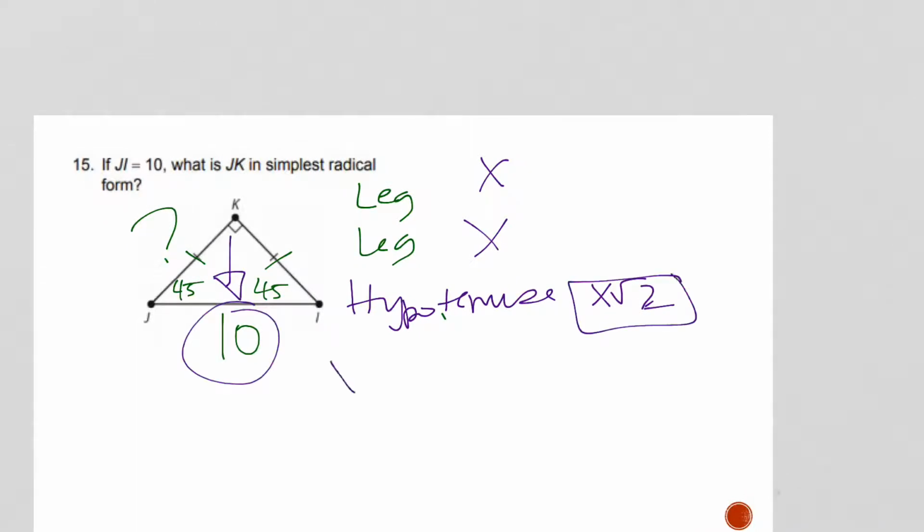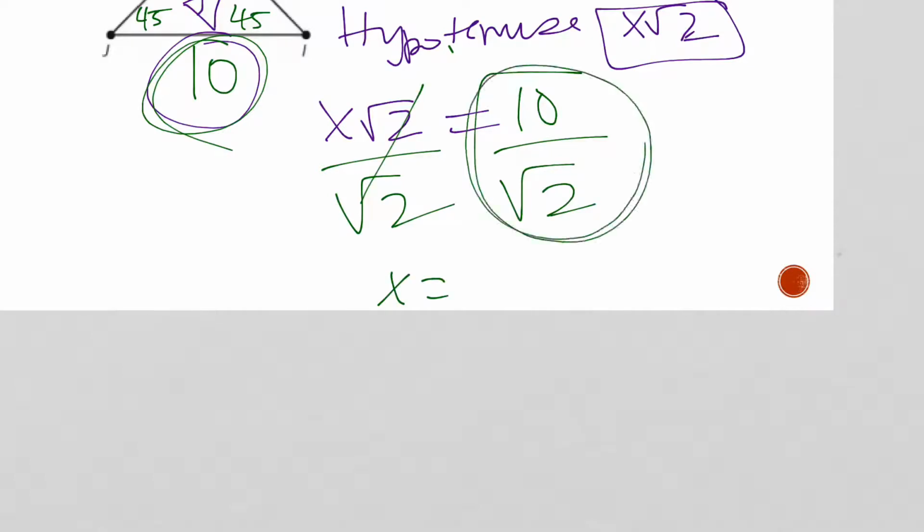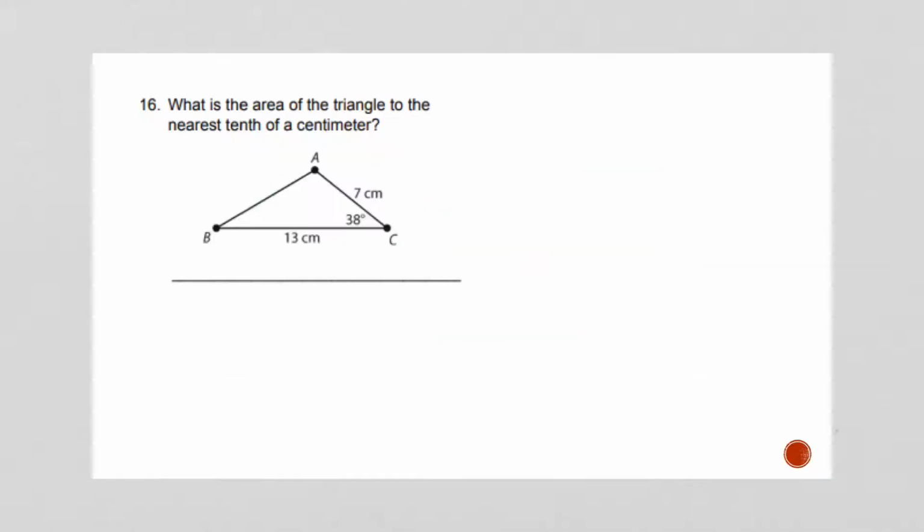Since the hypotenuse is x square root of 2, I'm going to make it equal to the value of the hypotenuse and solve for x. I'm going to do the opposite of multiplication, which is to divide by square root of 2. If you type this into your calculator, it'll give you 5 square root of 2 simplified. That means both the side legs will measure the same, 5 square root of 2.